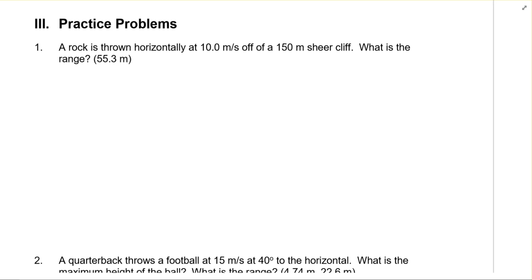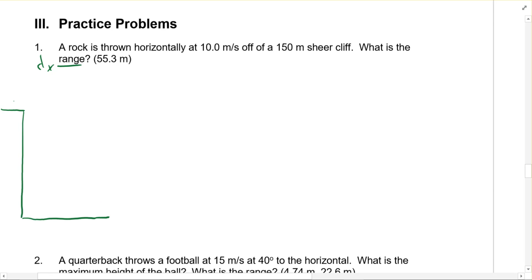Okay, practice problems. A rock is thrown horizontally at 10 meters per second off of a 150 meter sheer cliff. What is the range? So by range, remember that just means dx. It's looking for the distance. All right, so let's make a good drawing. For all of these, it really does help to have just a general sketch of what you're doing here.